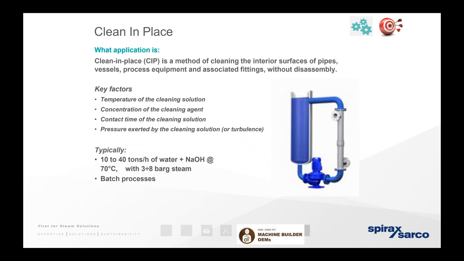CIP, clean in place. It's a method of cleaning the interior surfaces of pipes. So your steam system or your secondary sides, you may quite often flash your system or flood your system in the secondary to clear any bacteria, anything that might be living in those pipes. Temperature of the cleaning solution is a key factor, concentration of the cleaning agent, so the chemicals you're using, contact time with the cleaning solution, so how long that's in the system, pressure exerted by the cleaning solution, and turbulence. You need a turbulent flow to be able to break off any crustaceans, any scale that may be forming on pipes.